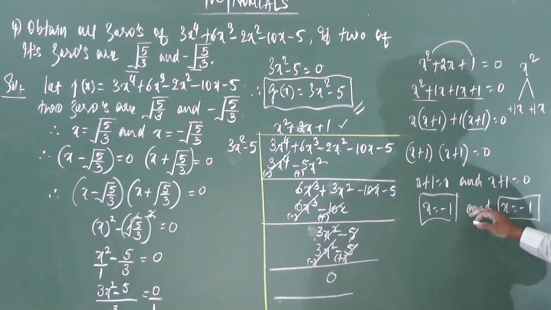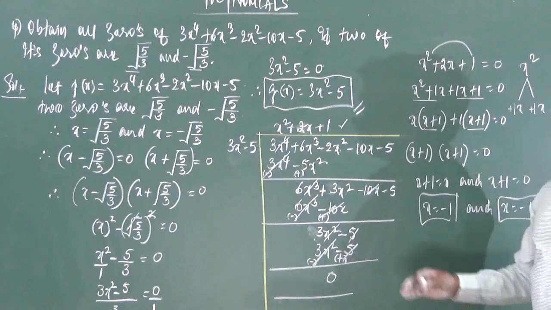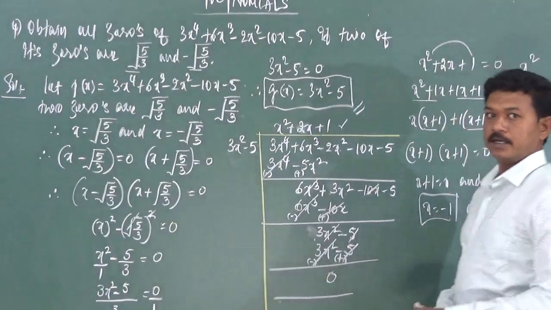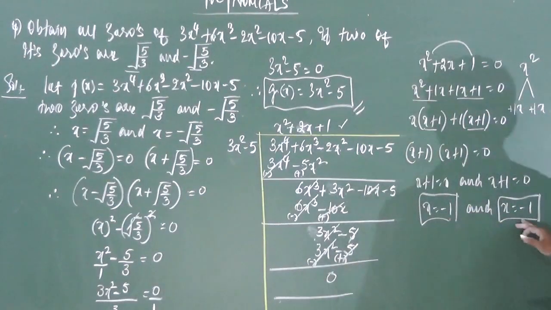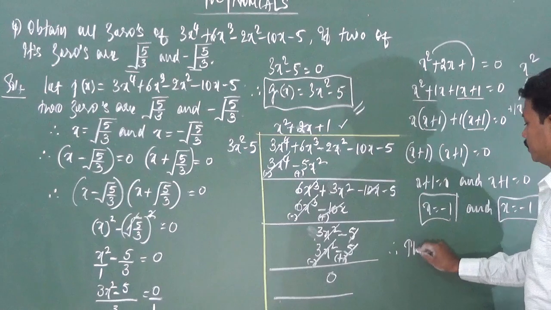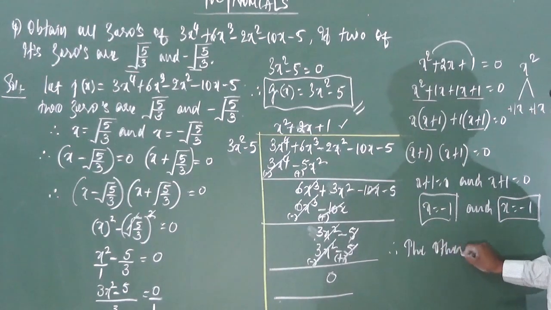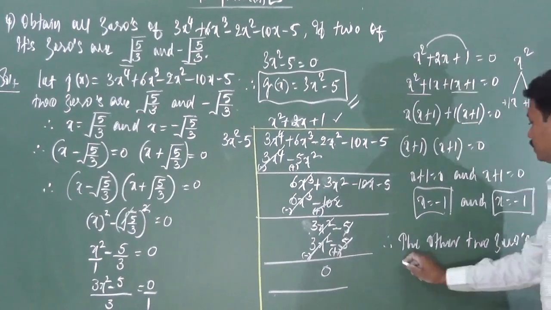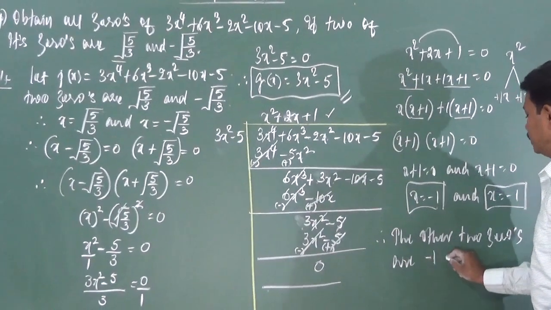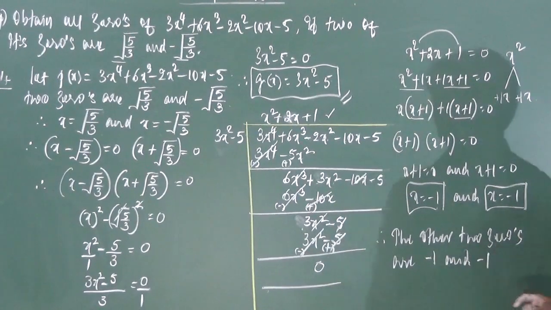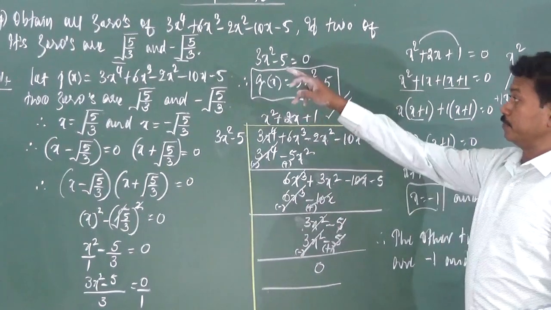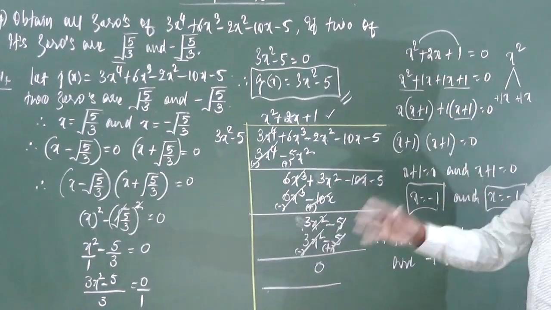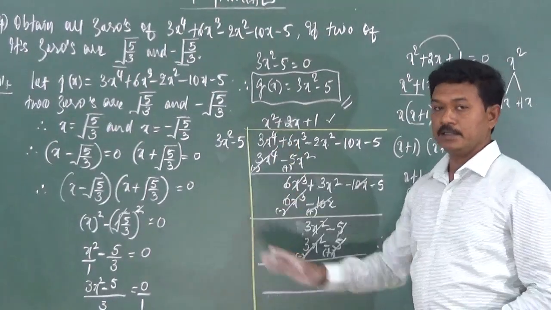So ultimately we have four zeros here, two zeros from the data, that is root 5 by 3 and minus root 5 by 3, and the other two zeros are minus 1 and minus 1. So therefore totally there are four zeros: root 5 by 3 and minus root 5 by 3, two zeros, and minus 1 and minus 1, the other two zeros. So totally there are four zeros for this polynomial.